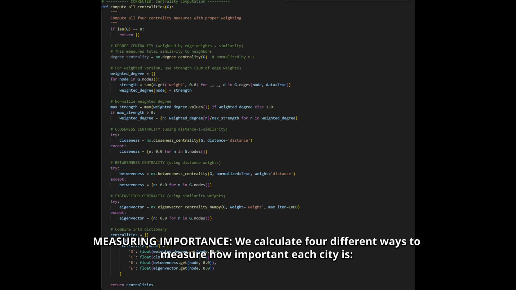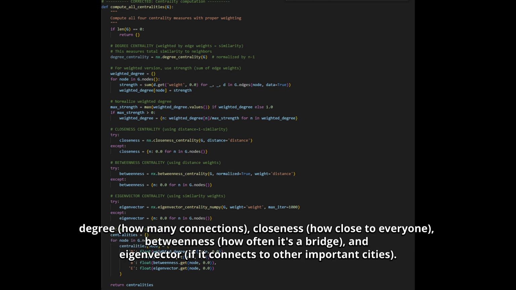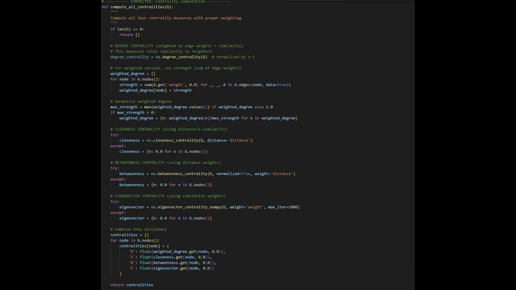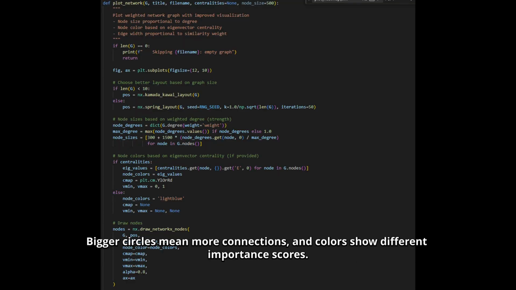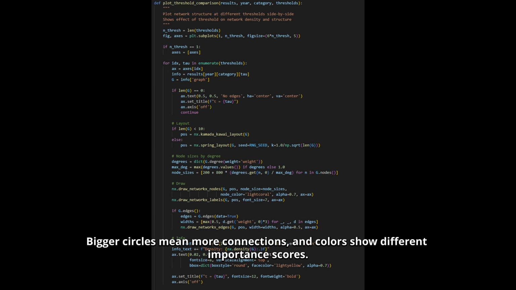Measuring importance. We calculate 4 different ways to measure how important each city is: degree, how many connections it has; closeness, how close to everyone it is; betweenness, how often it's a bridge; and eigenvector, if it connects to important other cities. Making pictures. We use Seaborn for heatmaps and matplotlib for networks. Bigger circles mean more connections, and colors show different importance scores.